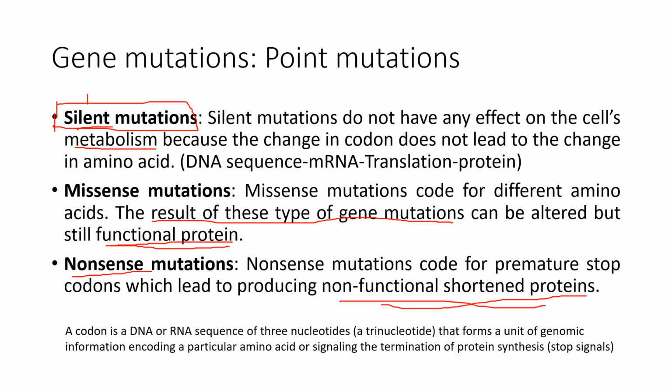Nonsense mutation codes for premature stop codons, which will lead to the production of a shortened protein or non-functional proteins. So these are the three types of point mutation.